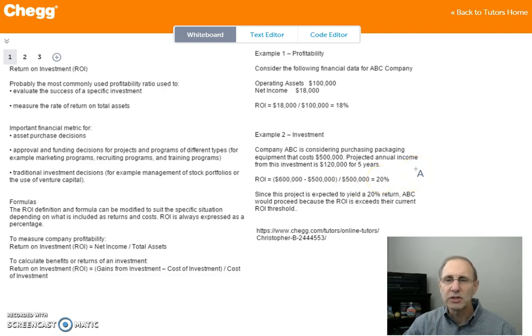So for ABC Company's management, this project is expected to yield a 20% return, and the decision would be to move forward because the ROI of this project exceeds their current ROI threshold of 18%. So as you can see, ROI is a very simple calculation, but one that is in widespread use across businesses for making and looking at many decision points.